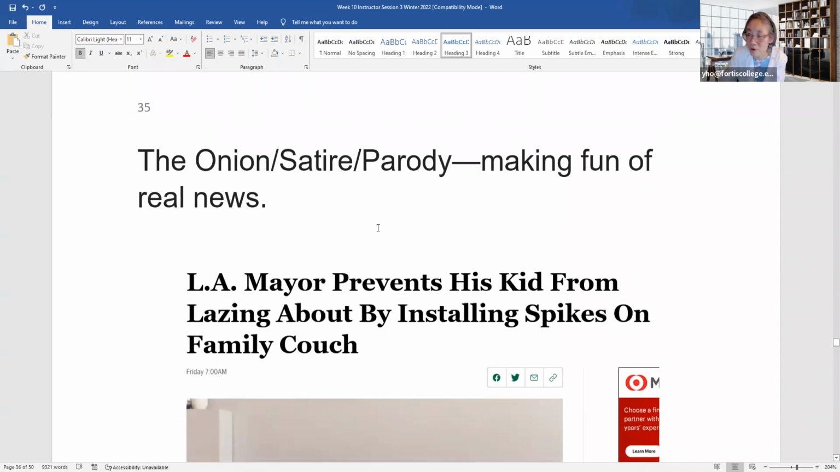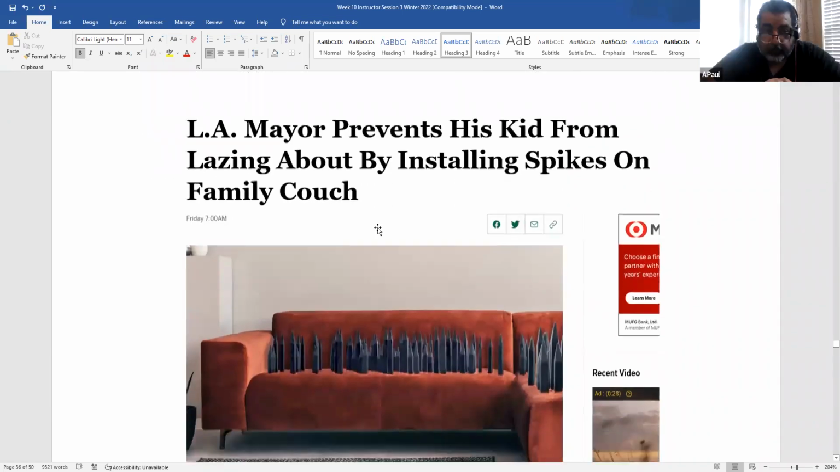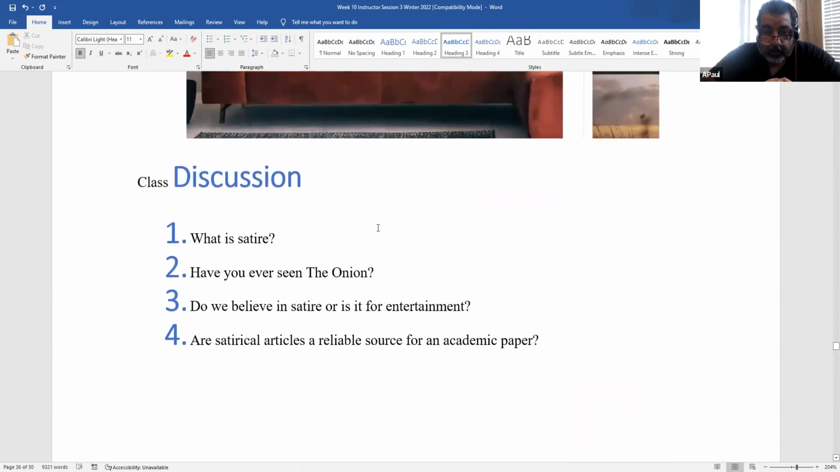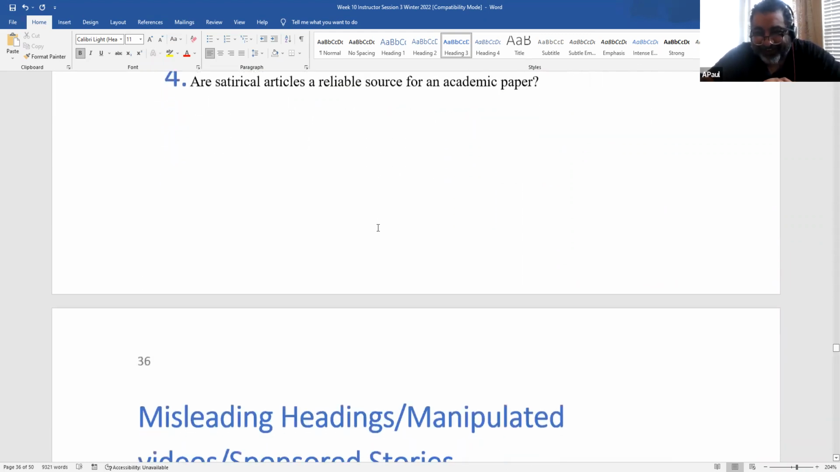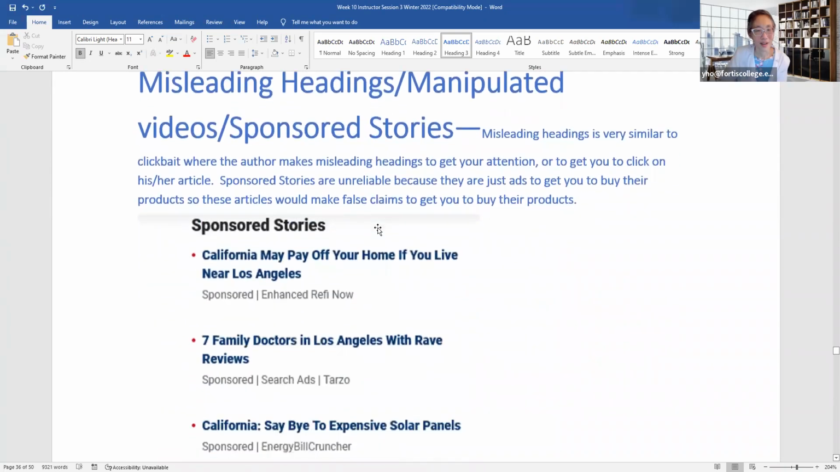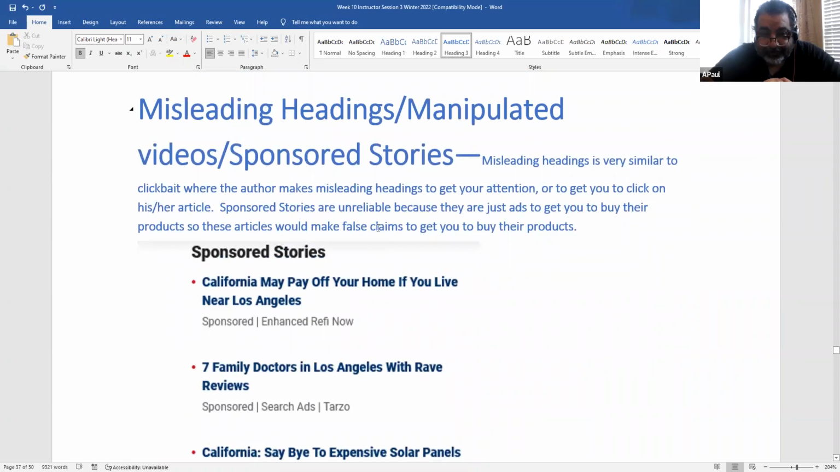Have you seen The Onion before, just for fun? No. So here you have The Onion, and do you believe in satire as entertainment? Can you tell when something's satirical and get the joke? Yes, sometimes. I usually don't look at most of those things, so it's not common for me to look at those kinds of articles.